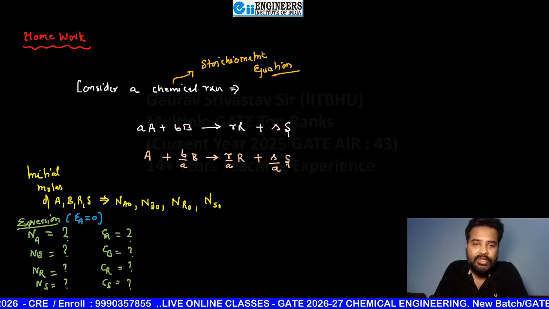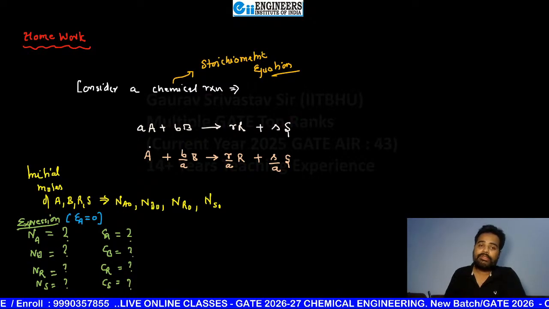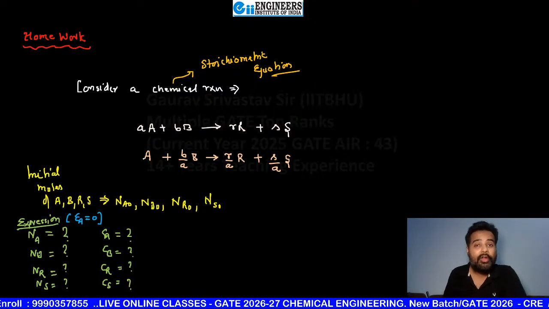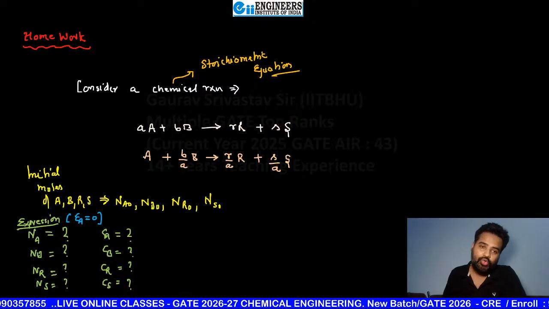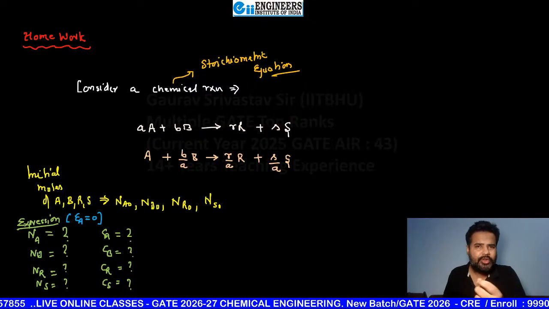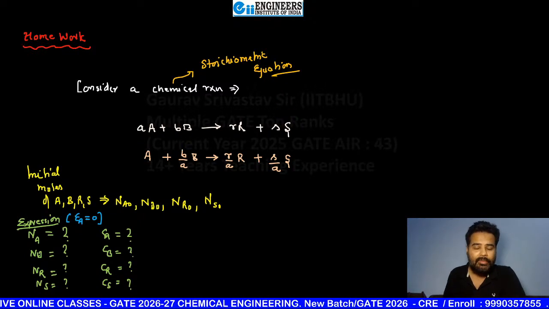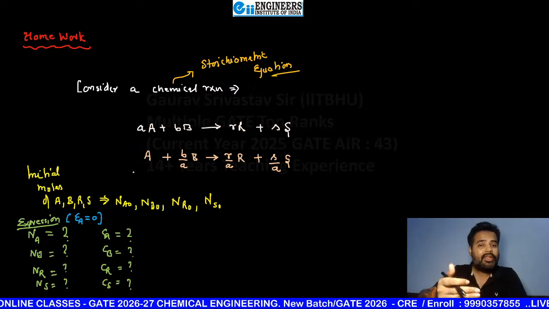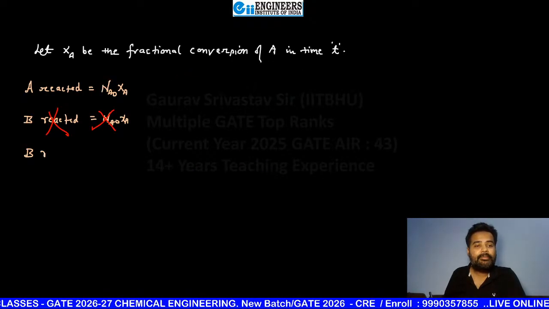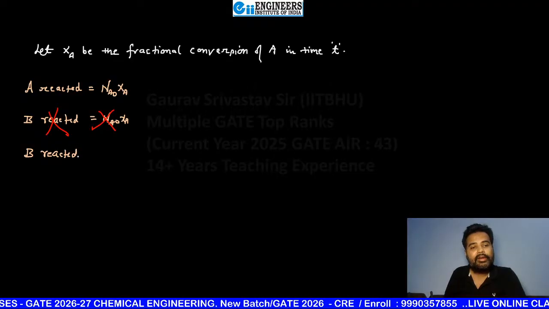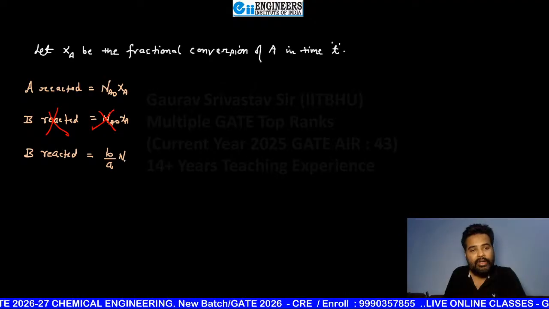So clearly here you can see, beta, if 1 mole of A is going to be consumed, corresponding to this 1 mole, b by a moles of B is going to be consumed. So using the class 7 unitary rule, if 1 mole of A, then b by a moles of capital B. Then if Na naught XA of A, how will we write B reacted this time? B reacted will be b by a into Na naught XA.